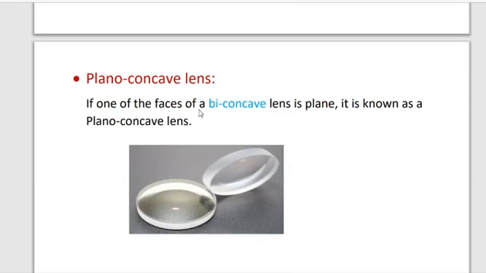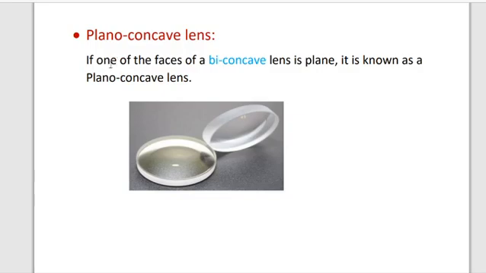Then, the other type, plano-concave lens. See the diagram. If one of the faces of a biconcave lens is plane, that other side is plane, then it is known as a plano-concave lens. So one side is like a plane surface. What about the other side? It's like a concave type.